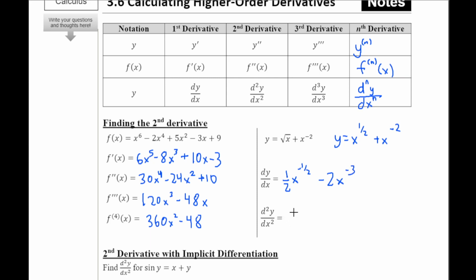And then to find the second derivative, we can do the power rule again. 1/2 times negative 1/2 is negative 1/4 times x to the negative 1/2 minus 1, which is negative 3/2. This would be a plus because negative 2 times negative 3 is 6, x to the negative 4.